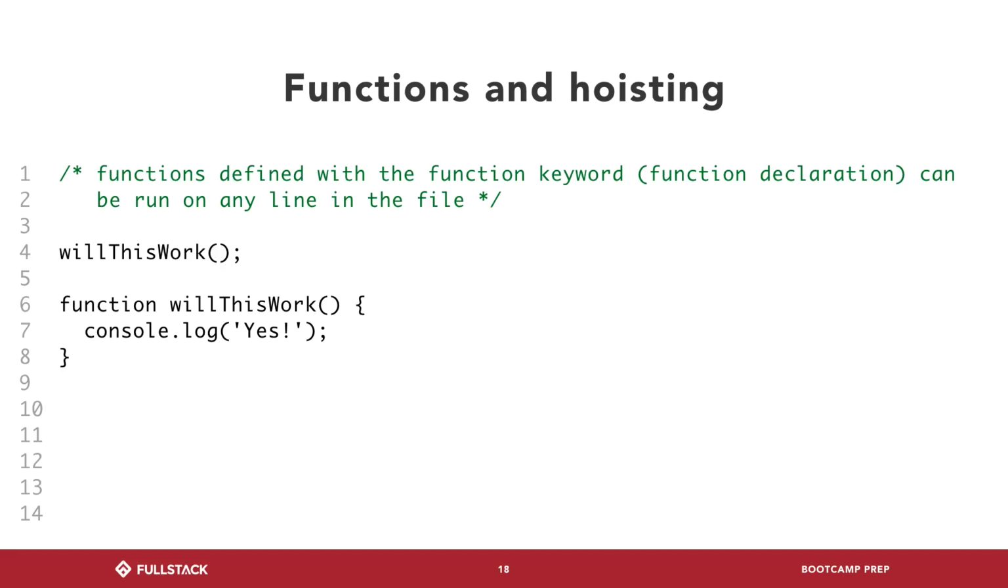The last concept we'll talk about is the idea of hoisting, and this goes back to what I said earlier: JavaScript actually reads your code twice. The first time it reads it, it's making a checklist of what's available, and the second time it goes through and tries to execute everything.